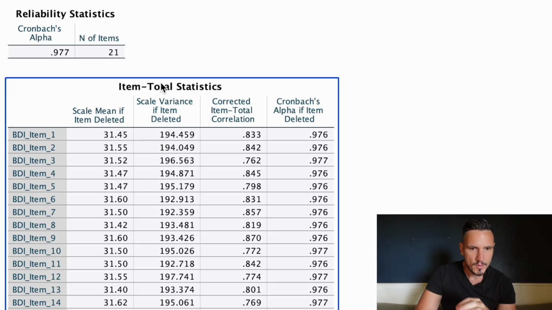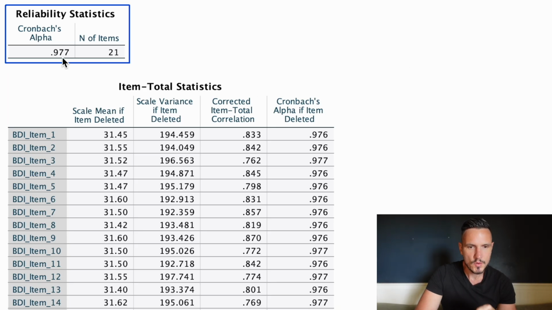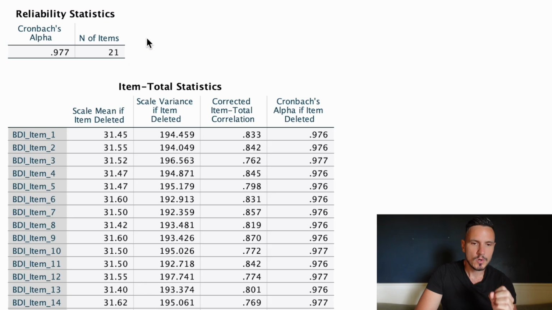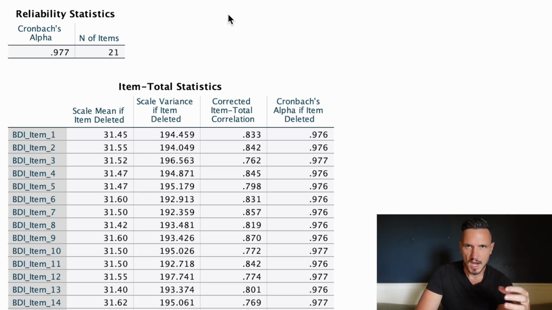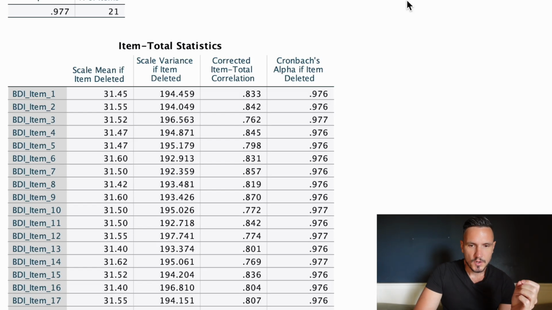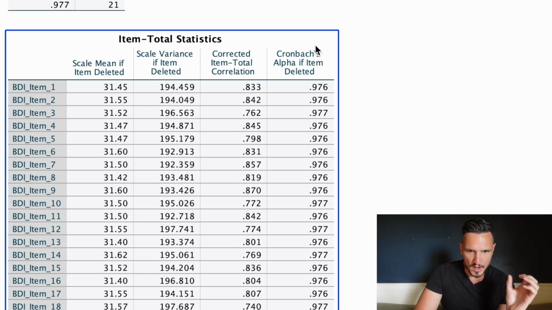So here already we can see that we have a Cronbach's alpha value of 0.977. So normally we consider a value above 0.7 to represent an acceptable level of internal reliability or consistency. So obviously this value here is substantially above 0.7, so it indicates that this measure has an excellent level of internal consistency.